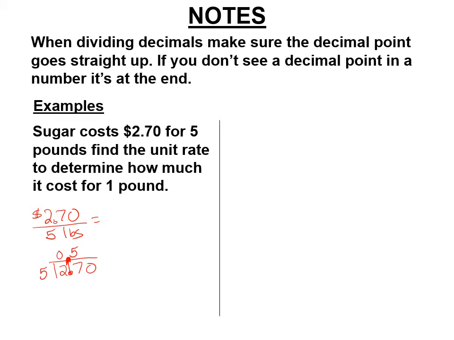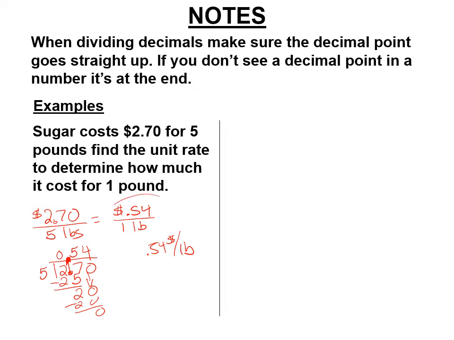Decimal points go straight up. 5 times 5 is 25. You subtract and get the remainder of 2. You bring down this 0, 5 into 20 is 4. So we're done. We got a 0 remainder. What is that? Well, that's how you write 54 cents for 1 pound. Or out in the store, they would write 54 cents per pound.